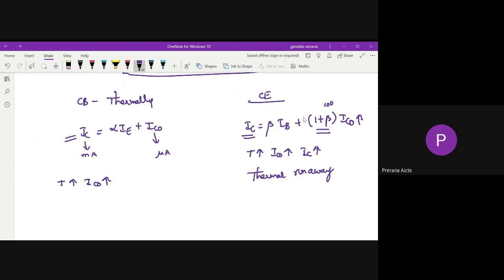So beta, IB, ICB naught all increase with temperature. ICB naught doubles for every 10 degrees centigrade rise in temperature. Collector current causes junction temperature to rise. So what happened? ICB naught rises, and IC rises. This cumulative process leads to the collector current increasing further and the transistor may be destroyed. So that phenomenon is called thermal runaway.